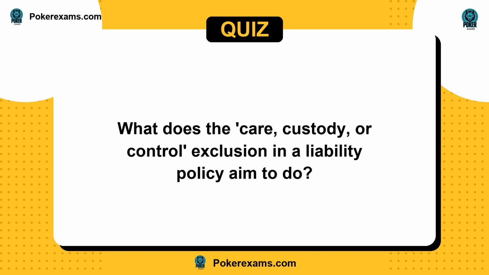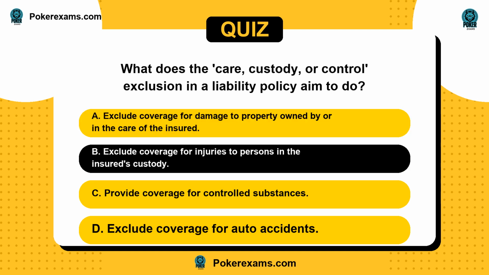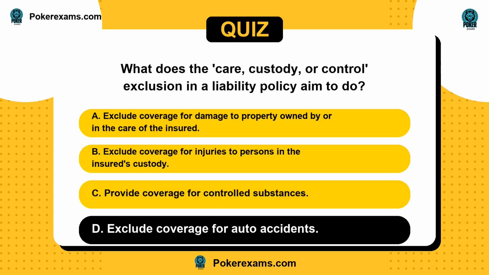Next question. What does the care, custody, or control exclusion in a liability policy aim to do? Is it A, exclude coverage for damage to property owned by or in the care of the insured? Or B, exclude coverage for injuries to persons in the insured's custody? C, provide coverage for controlled substances? Or D, exclude coverage for auto accidents?